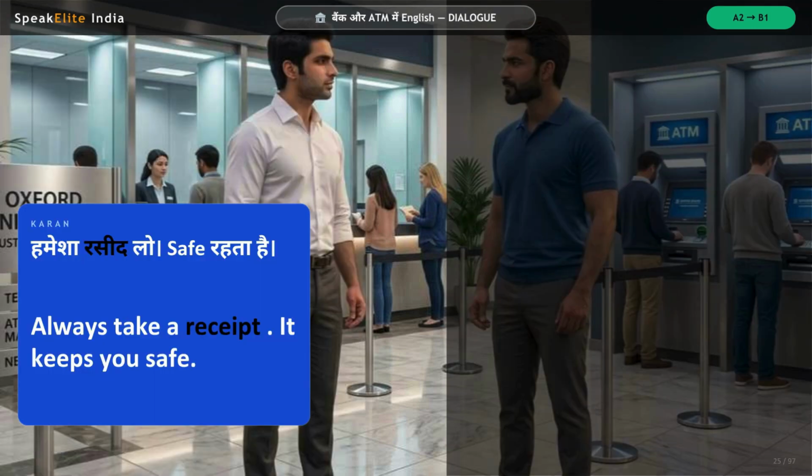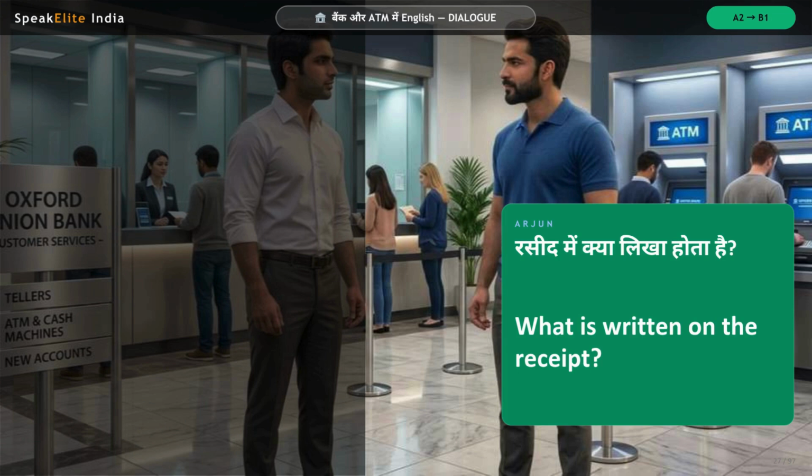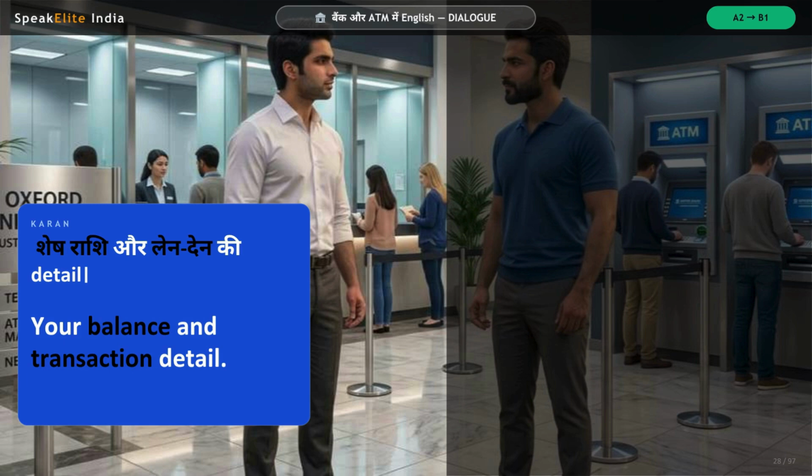Always take a receipt. It keeps you safe. What is written on the receipt? Your balance and transaction detail.